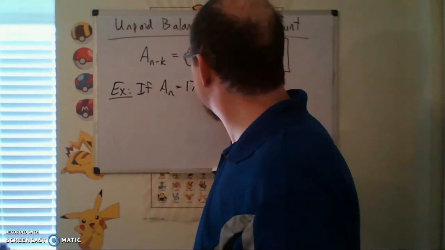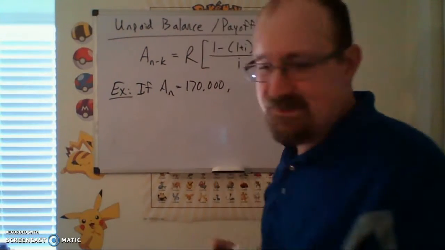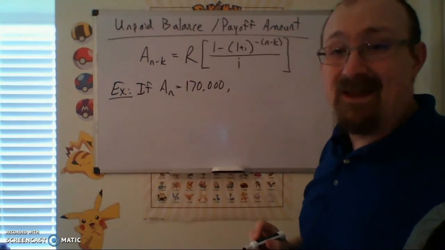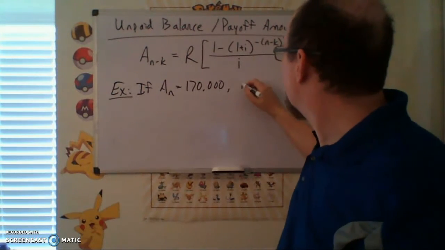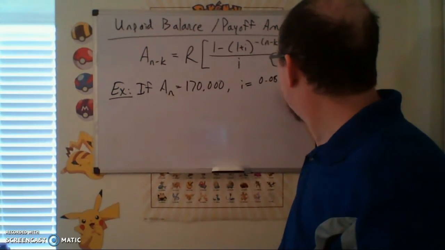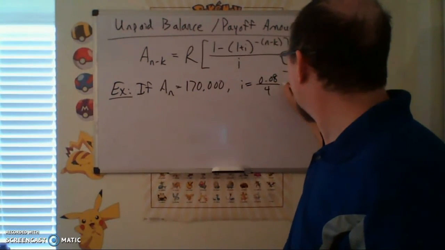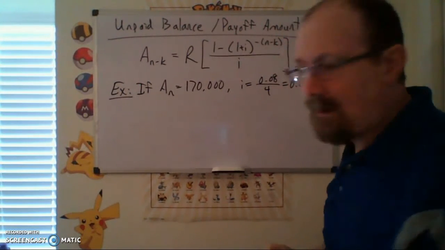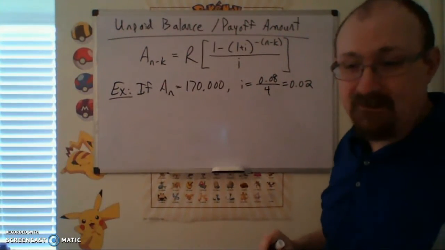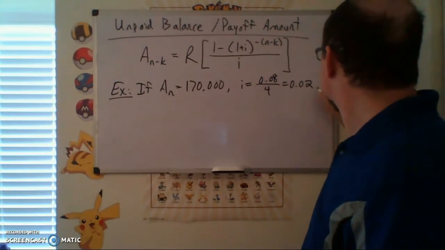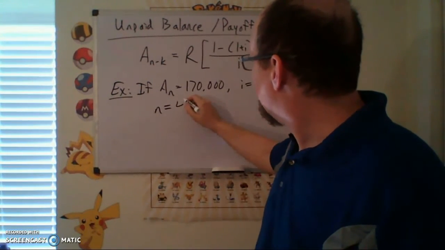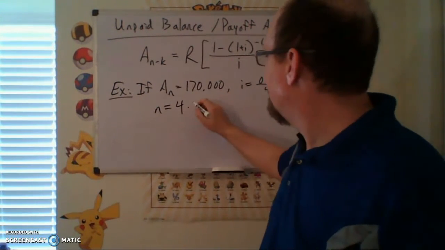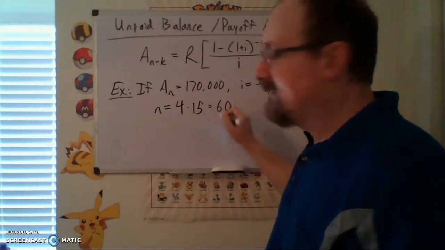Okay, so we know A sub n is, once again, 170,000. We're given an 8% interest rate being compounded quarterly. So i is 0.08, and we're dividing by 4 quarters. And that gives a periodic rate of 0.02. And then we have n equals 4 quarters, and it's supposed to be 15 years. So 4 times 15 is 60.